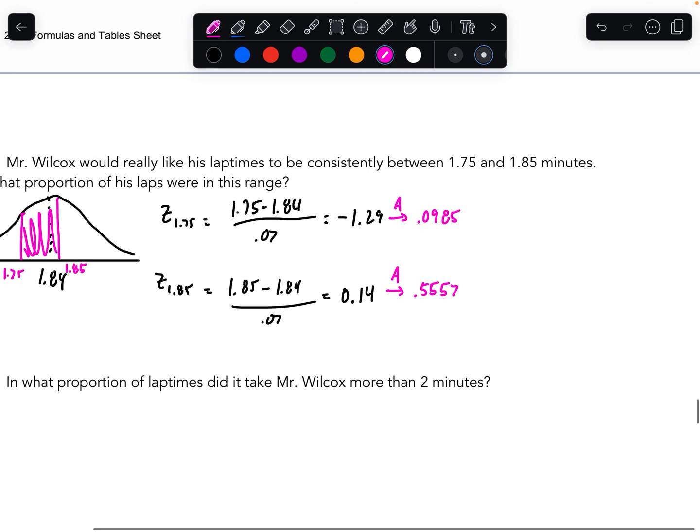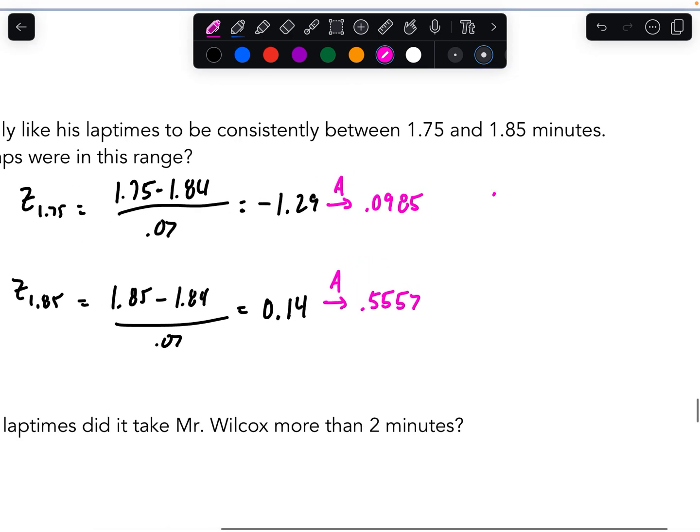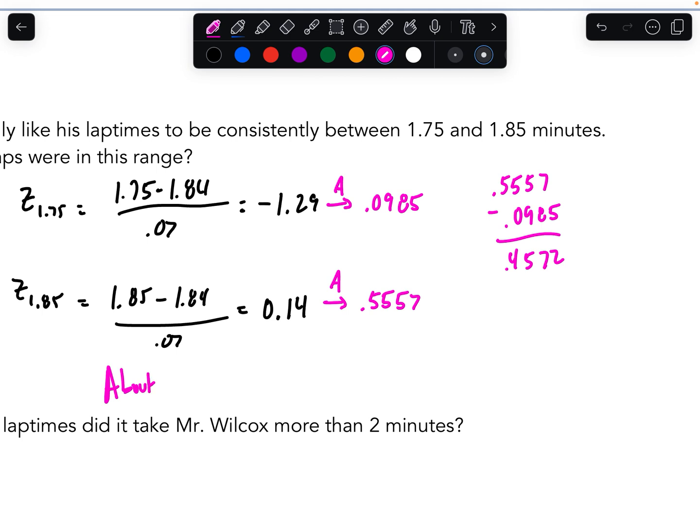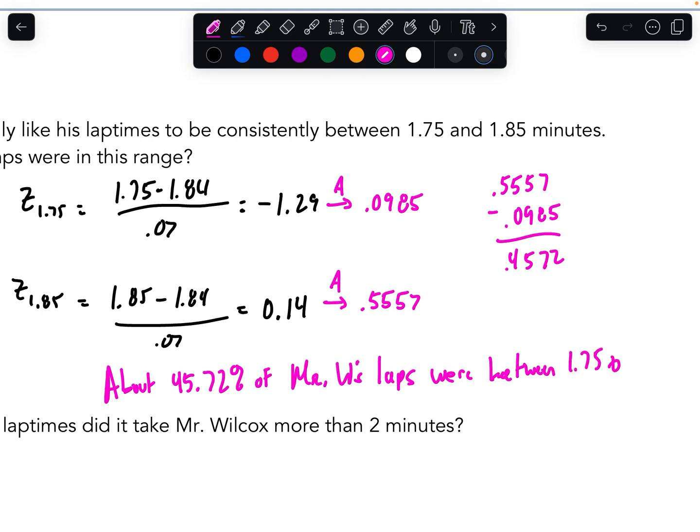And then we either need to turn those into percents and subtract, or subtract and put them in percents. I'm just going to go ahead and subtract first. So I got 0.4572, so about 45.72% of Mr. Wilcox's laps were between 1.75 and 1.85 minutes.